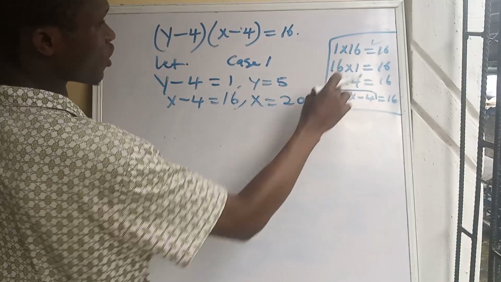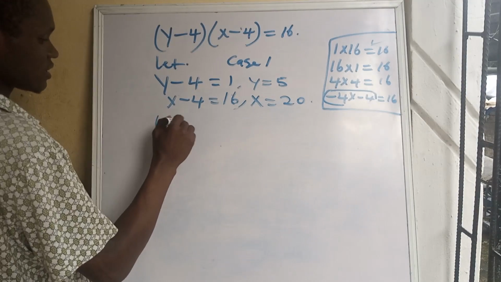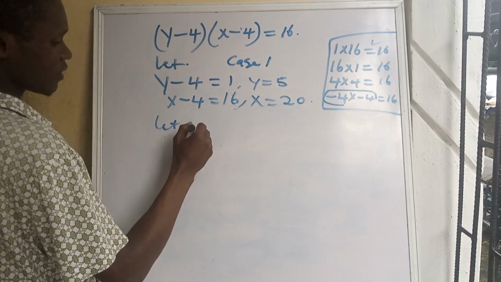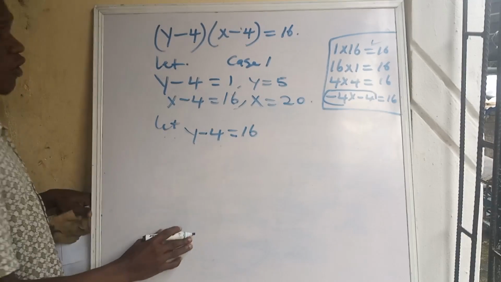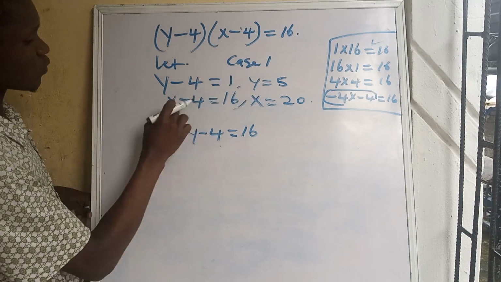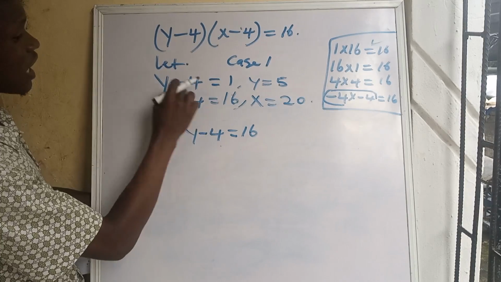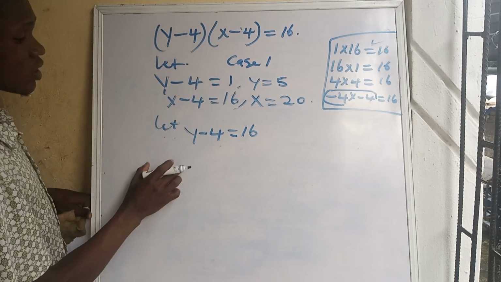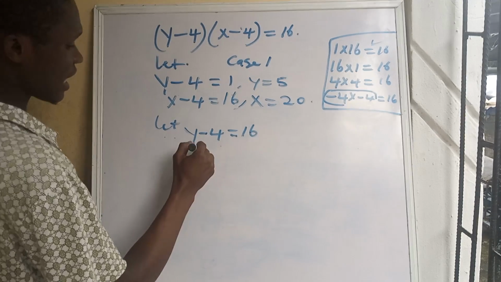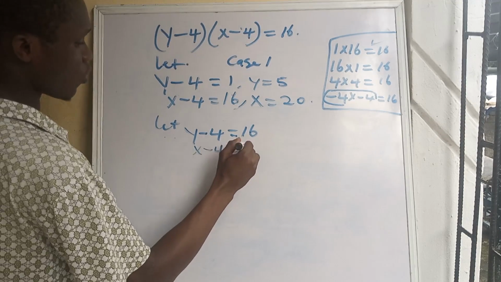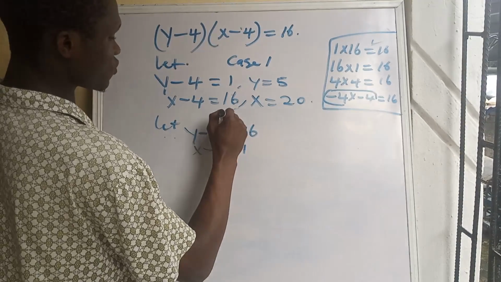Let's move on to the second one. We can say let y minus 4 equal 16. Recall from case 1, we said x minus 4 is equal to 16 and y minus 4 is equal to 1. But in case 2 now, we are saying let y minus 4 equal 16 and x minus 4 equal 1. You can call this case 2.